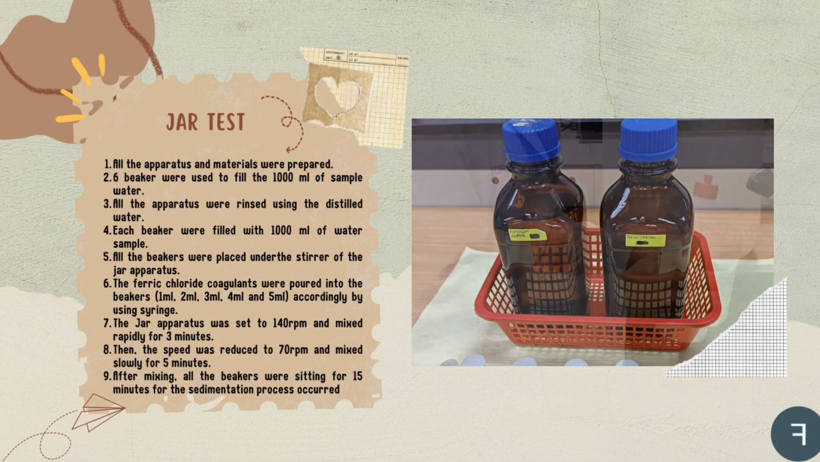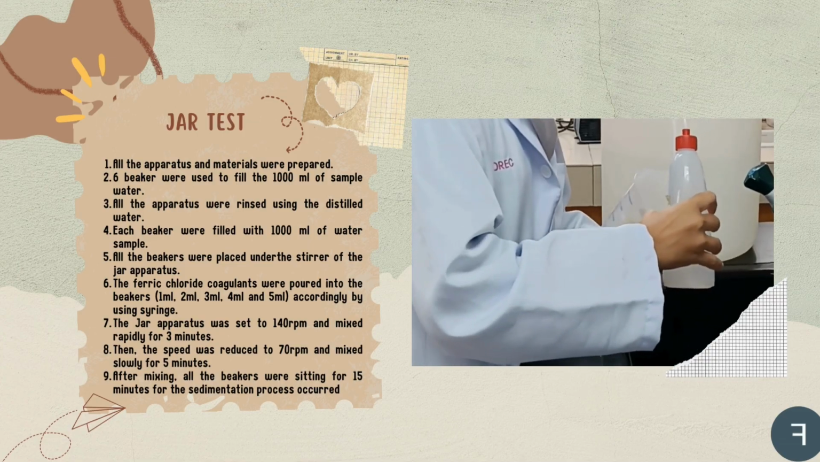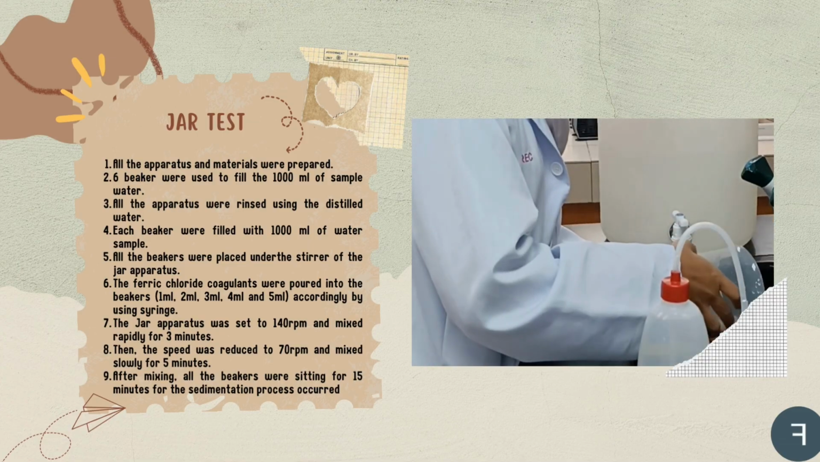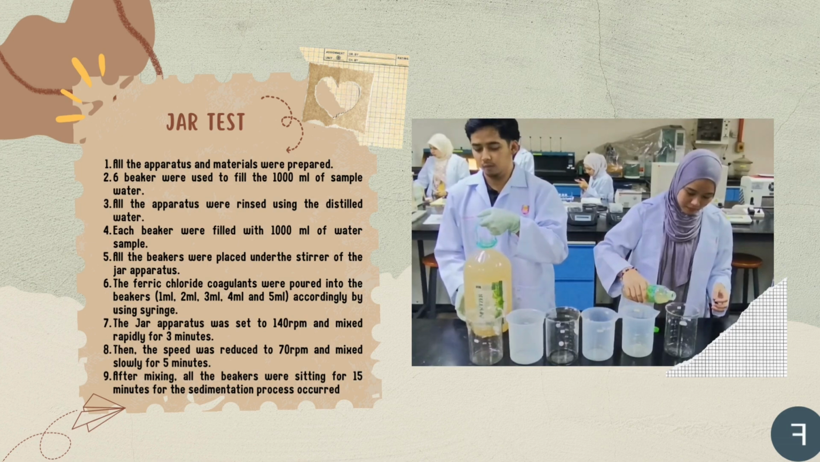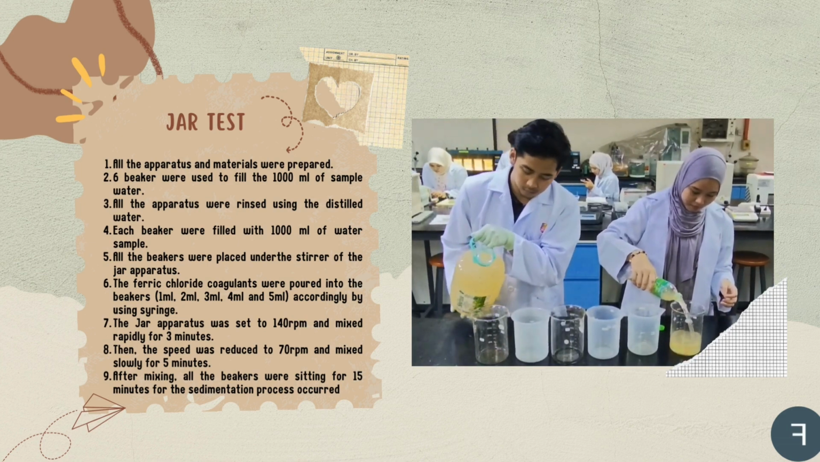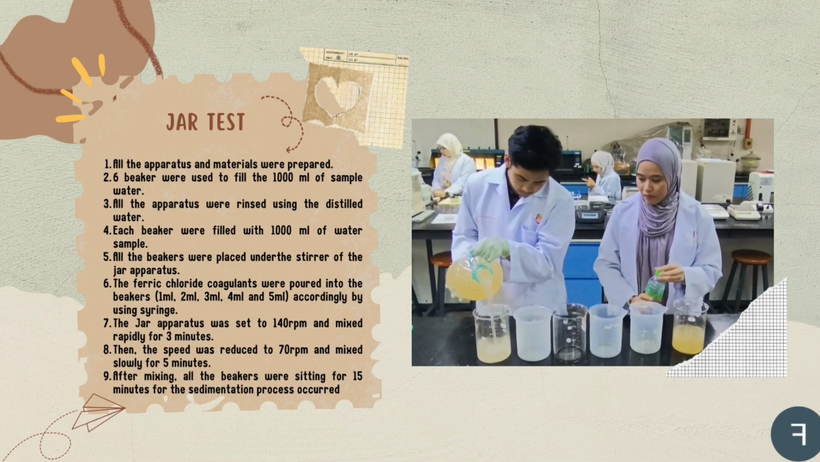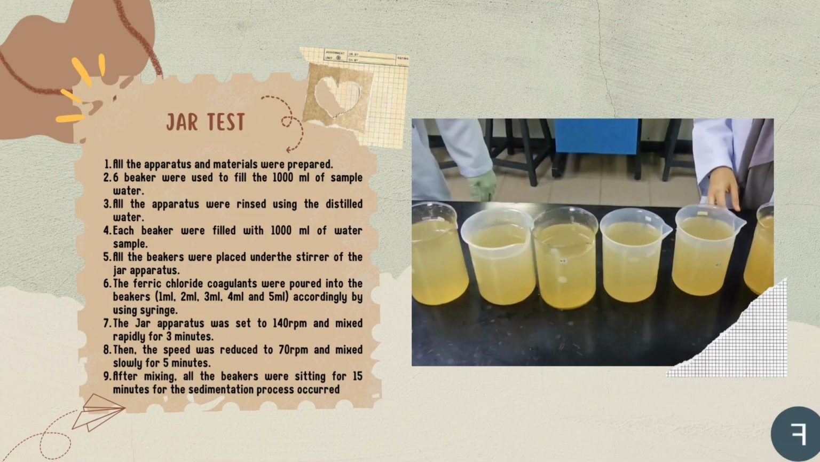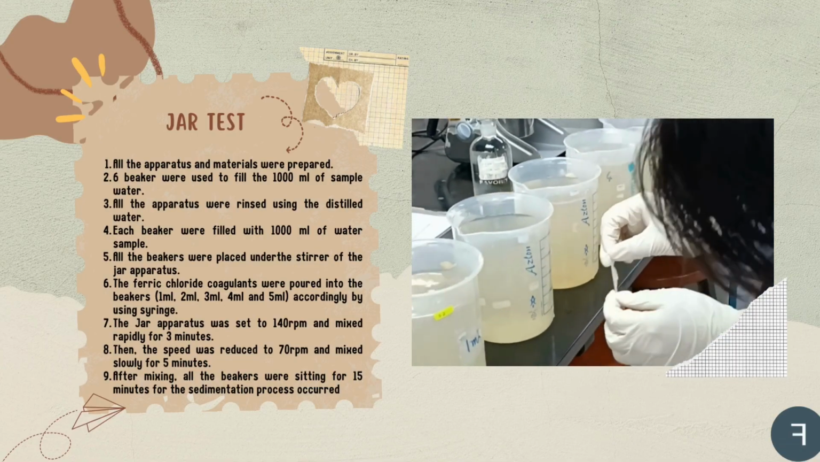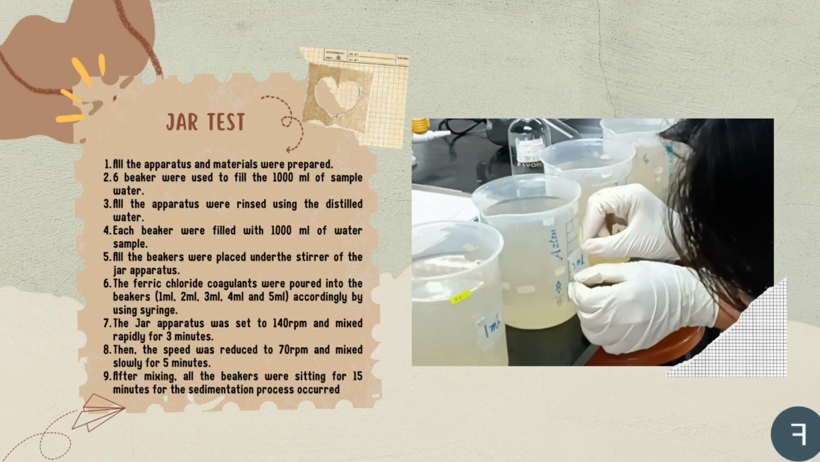JAR test. First, all the apparatus and materials were prepared. Second, six beakers were used to fill the 1000 ml of sample water. Third, all the apparatus were rinsed using distilled water. Fourth, each beaker was filled with 1000 ml of water sample. Fifth, all the beakers were placed under the stirrer of the JAR apparatus.